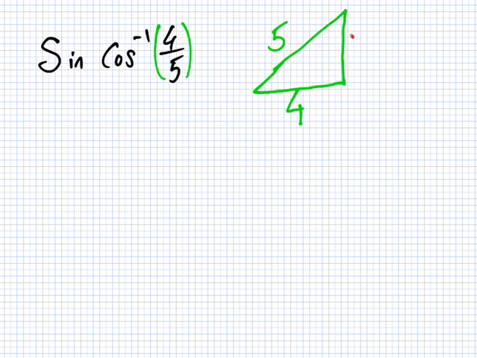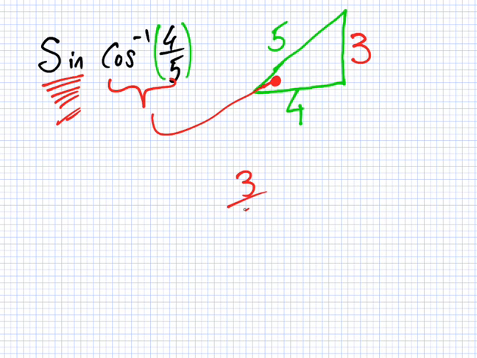So what's the opposite here? 3. So this here is that angle. So if I want the sine of that angle, what's the sine here? Yeah, so the answer is 3 over 5. Now if you type this in on the calculator, you should get 3 over 5. We can check it.